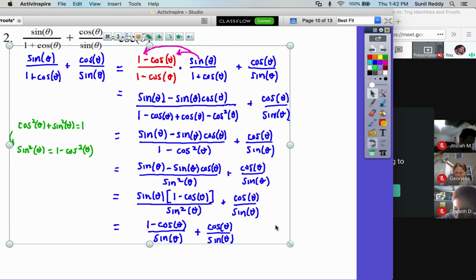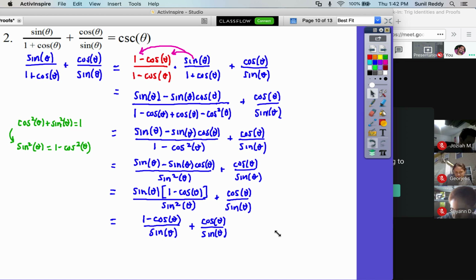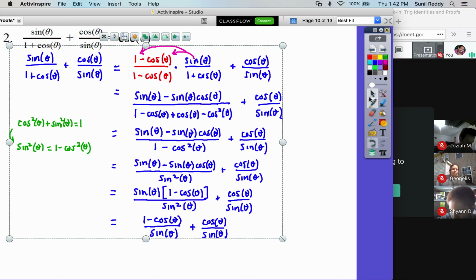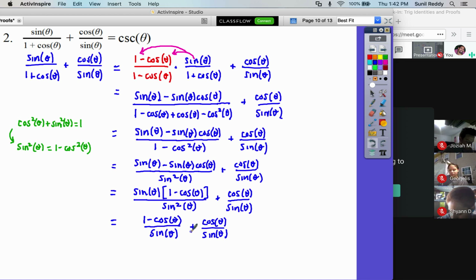This is the point where hopefully you get a little excited, because if you see here, when I combine them, the negative cosine and the positive cosine are going to cancel each other. So let me first fuse the fractions together. So 1 minus cosine theta plus that cosine theta all over that common denominator of sine theta. Now the negative cosine and the positive cosine cancel each other.